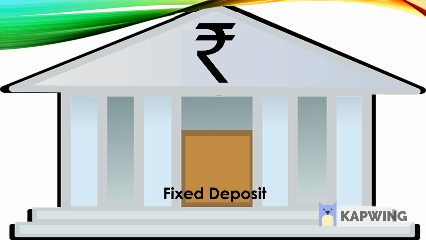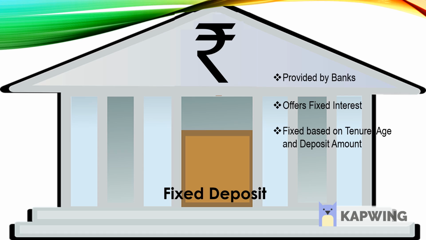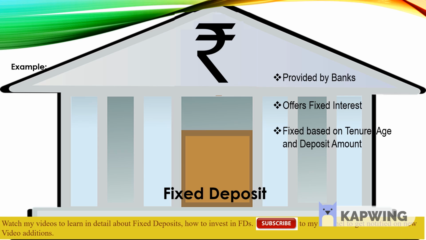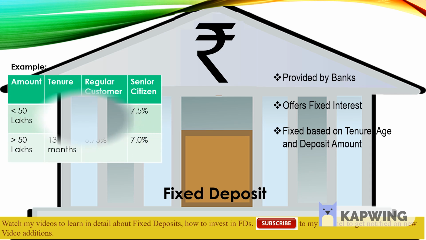Fixed deposit, as most of us know, is provided by banks where you open a fixed deposit account and, as the name suggests, it offers fixed interest for whatever you deposit. So it's fixed based on tenure, age, and amount of deposit. Example, a bank might offer 7.25% interest for a regular customer, whereas for senior citizens, it might give a little more. Again, if it's for a 1 year deposit, less than 50 lakhs, the factors differ, and that's where the maturity terms and conditions come into play. Anyways, let us spend some more time on debt fund.